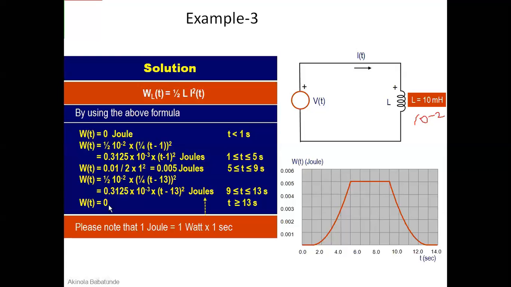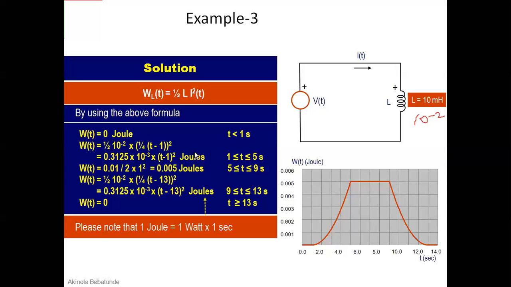And the last constant we have is when current is 0. Energy is going to be 0. So when current is 0, energy is 0. That happens from t equal to 13 and greater than 13. So from this 13 upward, you have another constant here. Once we have taken care of all the constants, then you can now start taking care of the ones with functions of t. And then you start substituting your time into those.